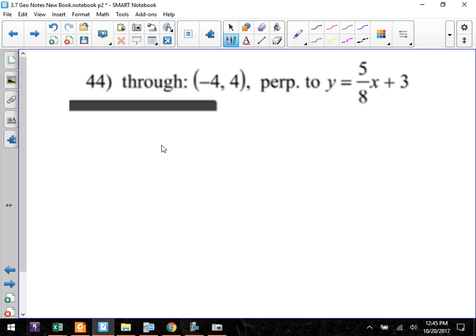First step. What's your original slope? The original slope is 5 over 8. It's a perpendicular problem. So what is perpendicular to a 5/8? Negative 8/5.